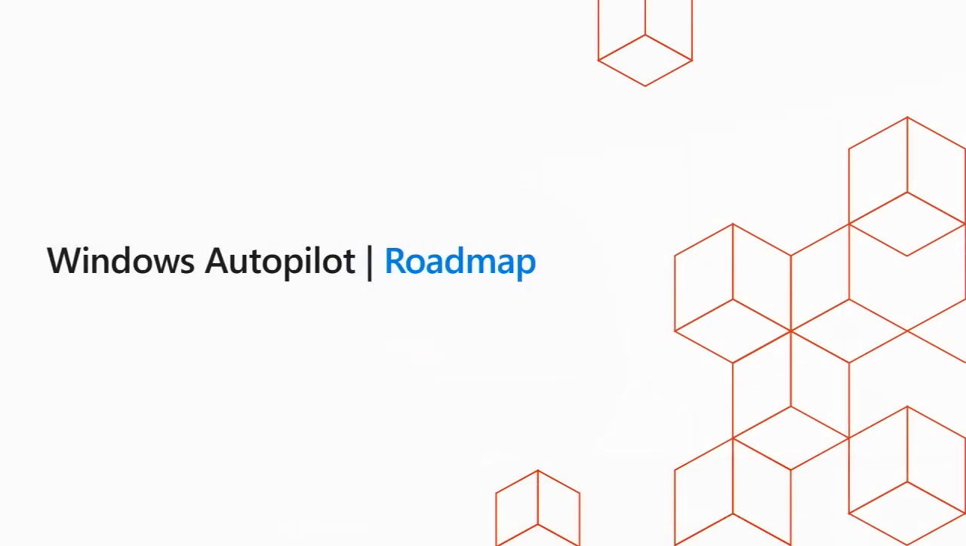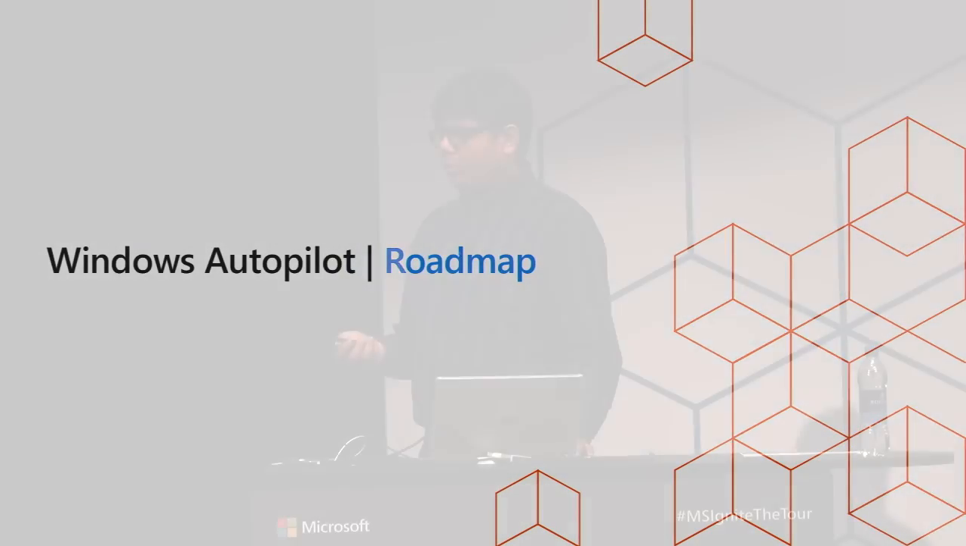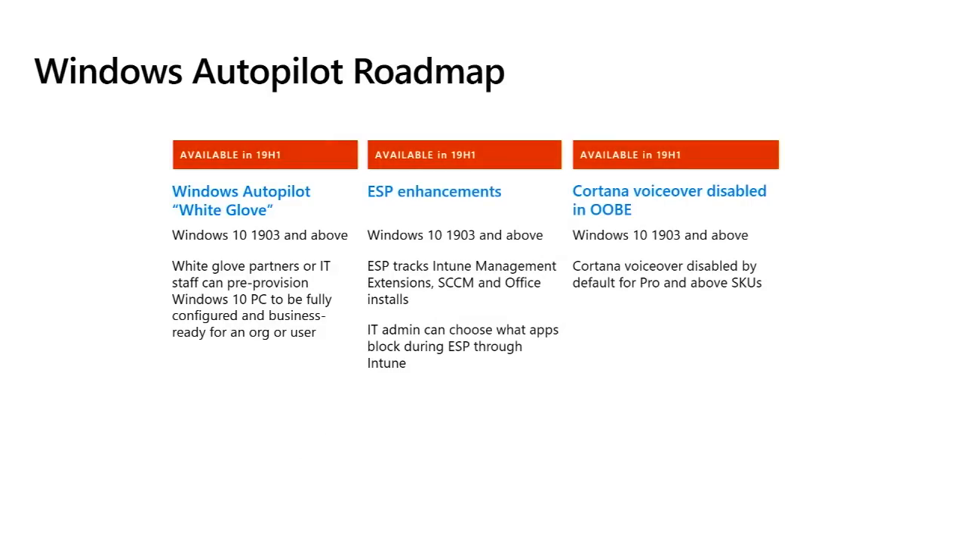And with the last couple of minutes I have, I'd like to talk a little bit about the roadmap and what we're doing going forward. What we've already announced, and I'll give more information than we did at Ignite in Orlando, is a couple of things. I think the biggest one that we're really excited about is Autopilot White Glove.